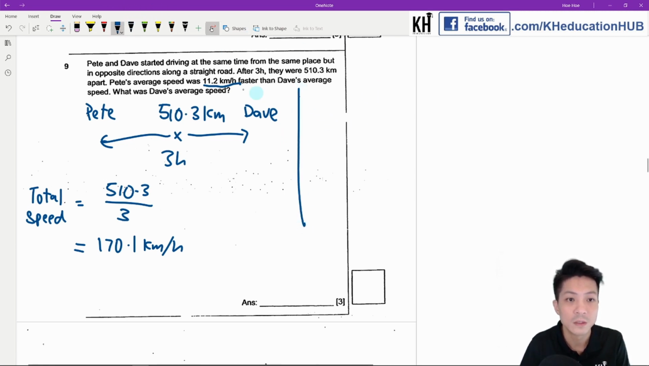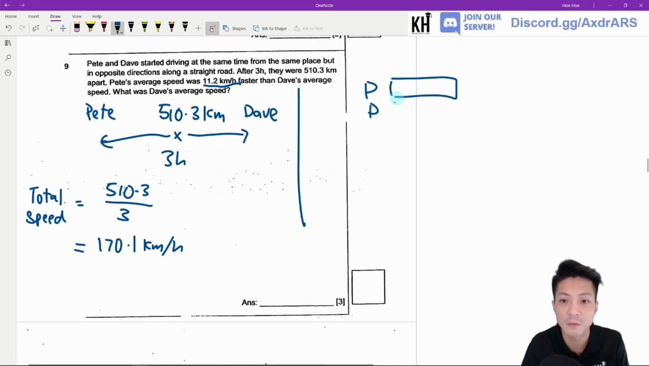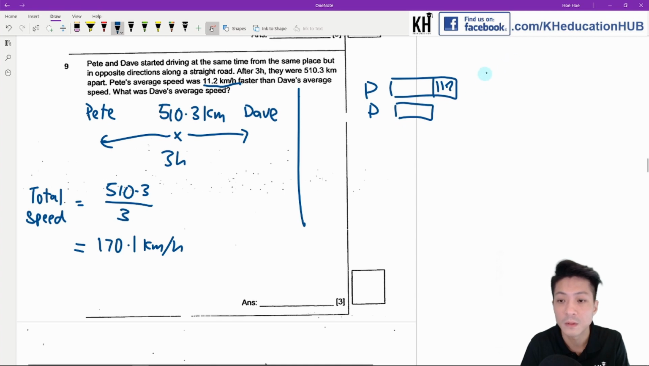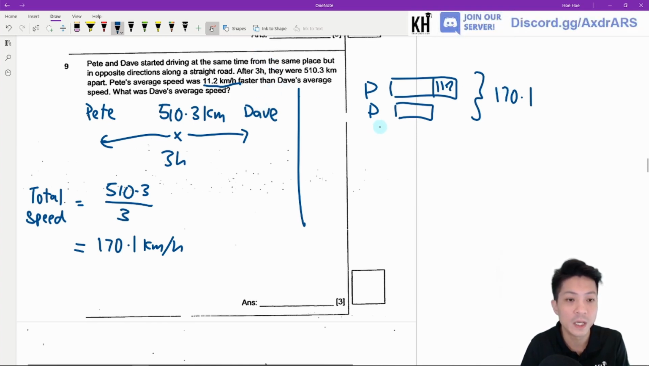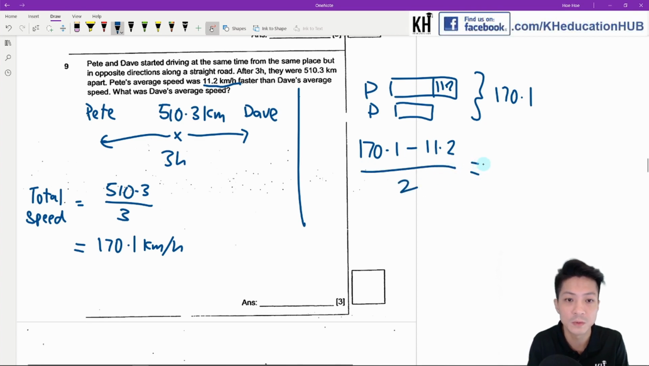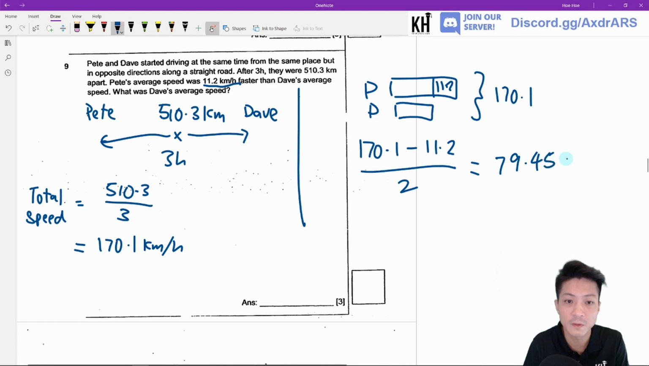So for this part, if you don't know what's happening, you can draw a simple model. Pete and Dave, okay, 11.2. And we know that the total is 170.1. To find Dave's average speed, we need to use 170.1 minus away the 11.2 and divided by 2. Okay, that will be 79.45 kilometer per hour.